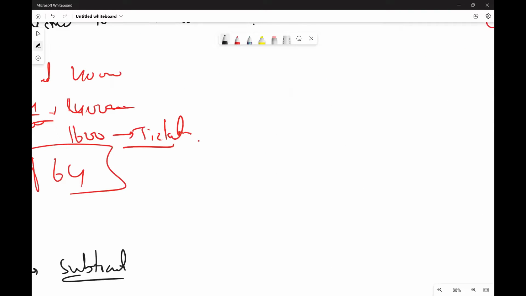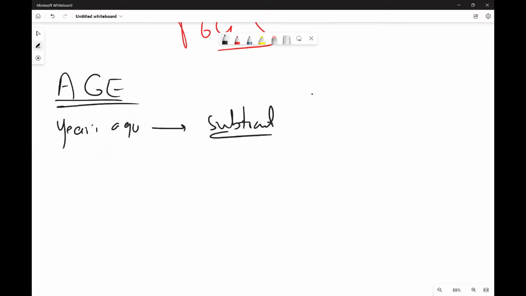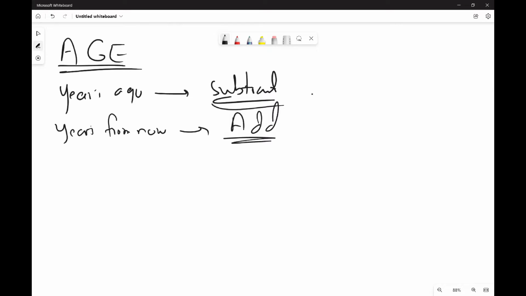So remember, subtraction for years ago and years from now अगर बात होती, यानी आज के बाद कितने years हैं, years from now में you add. Remember, ये दो techniques हैं for age related problems. I hope you're noting things down as well. Okay, now let's look at an example question.